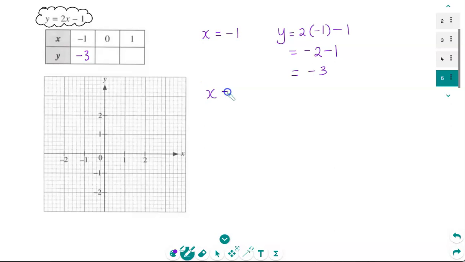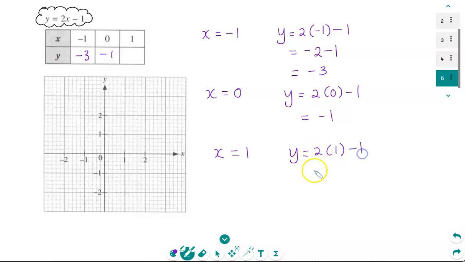So when x equals 0, I'm going to input another x. So what is my output? I put in my x and I get y equals -1. So that would be my next coordinate. Actually 2 coordinates is enough, but we're going to just do one more. So when x equals 1, I'm going to input x equals 1 into the equation. So 2 times 1, 2 minus 1, that would give me 1. So that would be this.